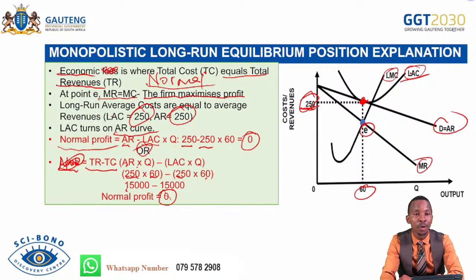The firm is not making a profit, neither a loss, because our LAC is turning on AR for this kind of graph. So this graph indicates the long run equilibrium position for the firm under monopolistic competition. Remember to use LMC, LAC, as I've indicated here, to show that we are doing the long run equilibrium.